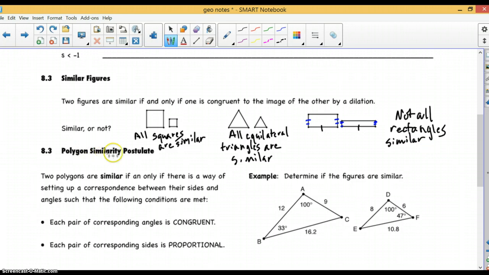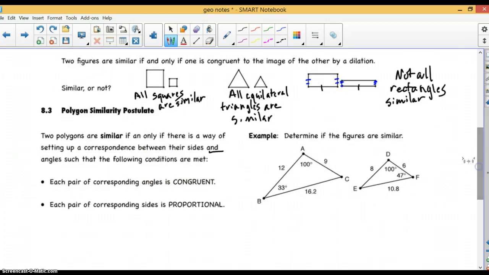And that is the polygon similarity postulate. Two polygons are similar if and only if there is a way of setting up a correspondence between their sides and angles such that the following conditions are met. Each pair of corresponding angles is congruent. Each pair of corresponding sides is proportional.